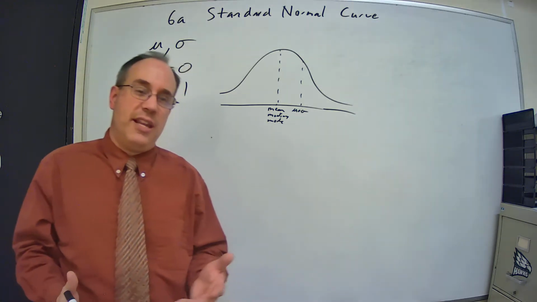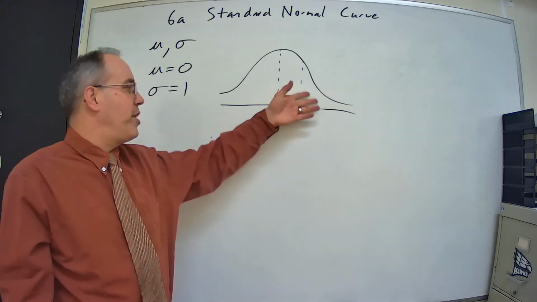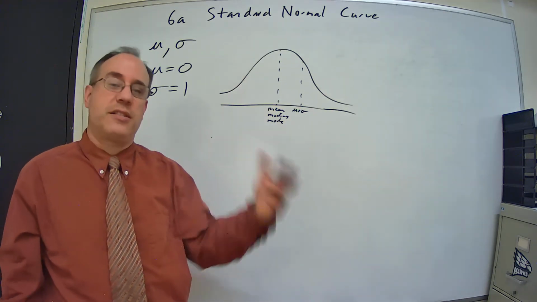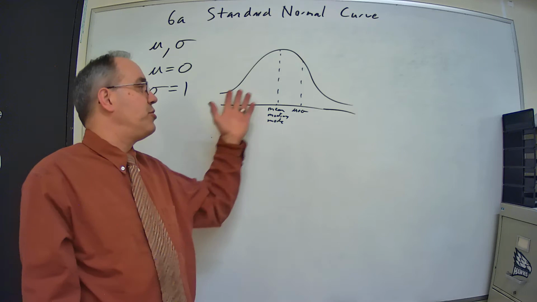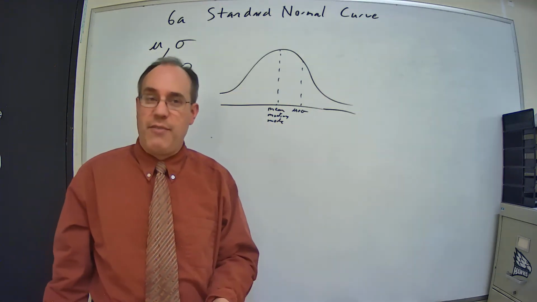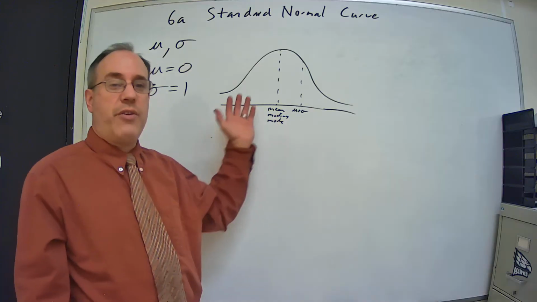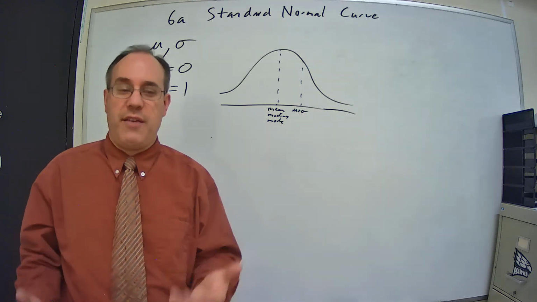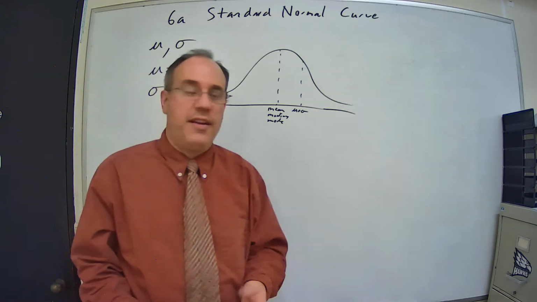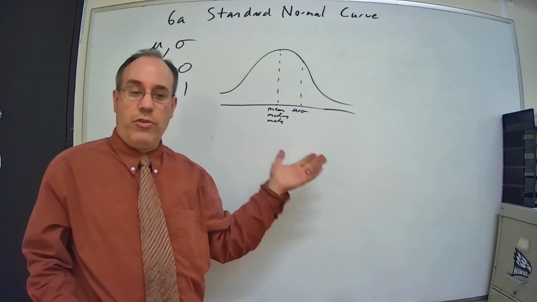And we can actually get into the empirical rule too, that within one standard deviation of the mean is 68% of the data. Within 2 standard deviations of the mean, 95% of the data. Within 3 standard deviations of the mean, 99.7% of the data. Okay, so that all follows.